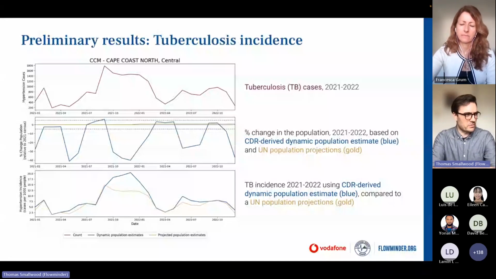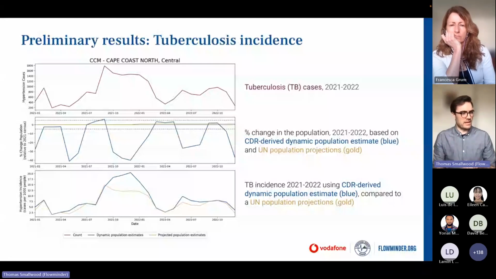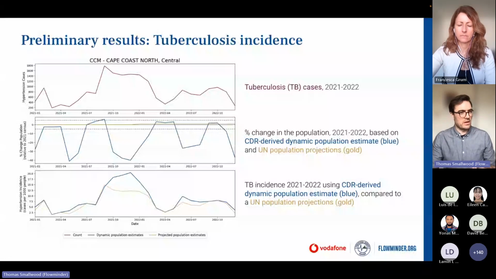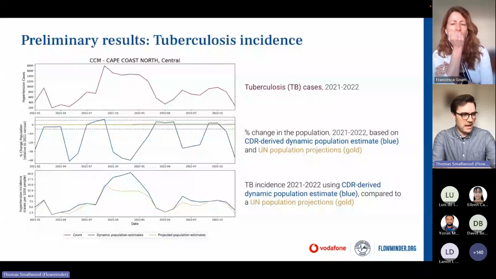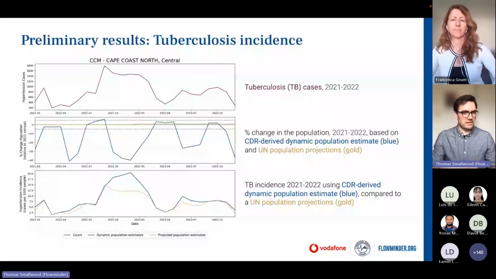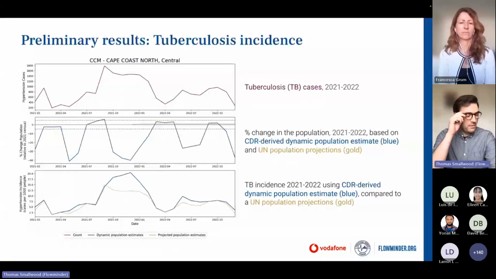And actually in this district, this is likely associated with movements of students in and out of a university campus in this district. Now, when we take mobility into account and we compare the calculation of hypertension incidence in this district between 2021 and 2022, using first the CGR-derived dynamic population estimates in blue compared to the incidence calculated using the UN population projections, we can see that particularly during that peak in 2021 into the start of early 2022, there's a large difference in that calculation, which may be important when considering public health responses.